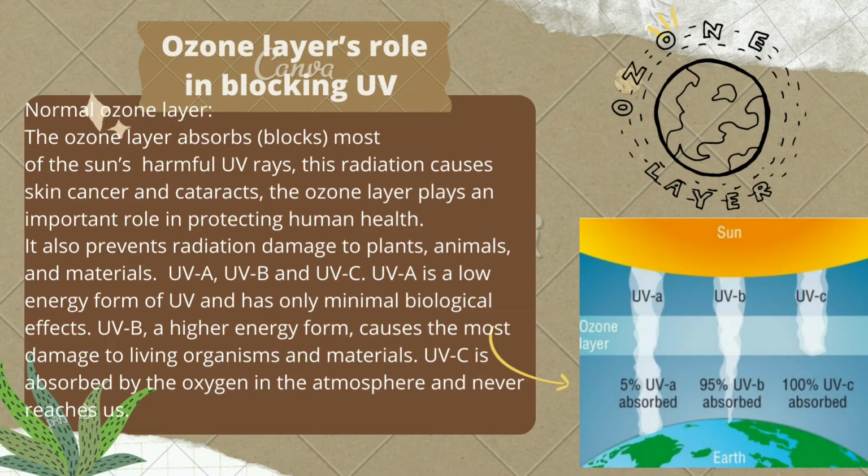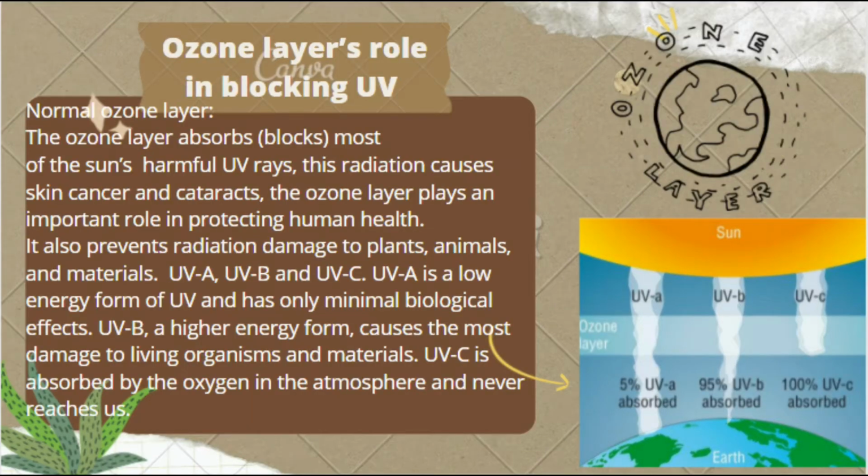UVA, UVB, and UVC. UVA is a low-energy form of UV and has only minimal biological effects. UVB, a higher energy form, causes the most damage to living organisms and materials. UVC is absorbed by the oxygen in the atmosphere and never reaches us.